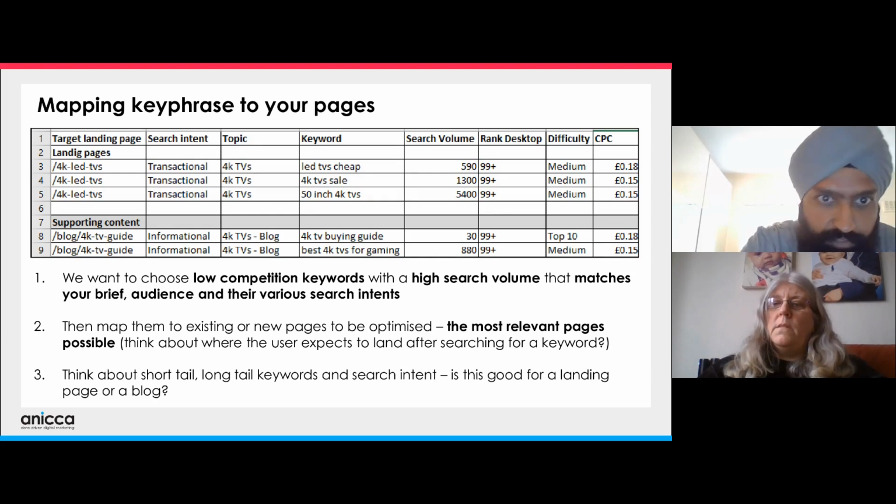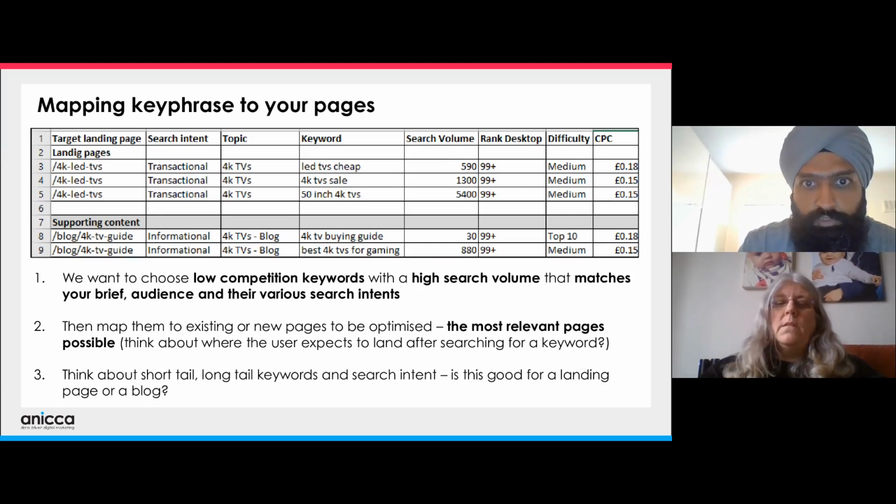So 4K LED TVs. The keywords are 50-inch 4K TVs, 4K TVs for sale, etc. They've got decent search volume. I'm not ranking for them. Difficulty score is medium from the SEO Monitor tool. And those are the CPCs, which I think are quite acceptable.